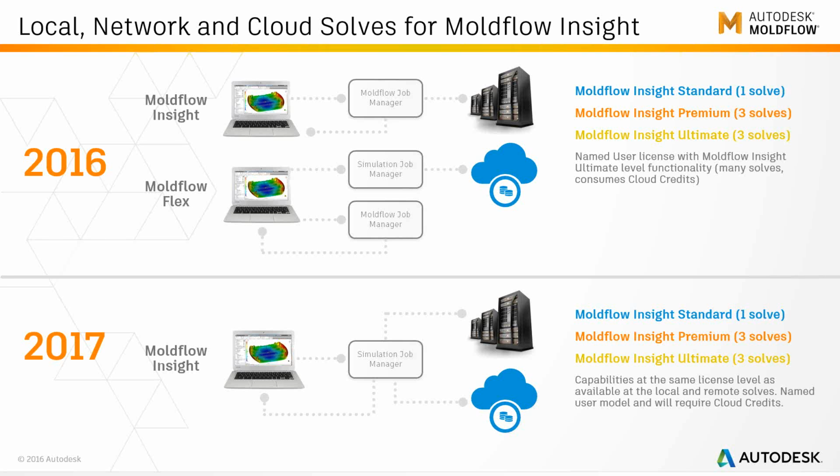If you had a Moldflow Flex license, you actually get some additional benefits as well. In the 2016 Flex version, you would only be able to launch one analysis on your local machine. With the new Moldflow Insight 2017 license, you get access to Moldflow Insight Ultimate functionality, which we had before, but you would be able to run 3 simultaneous solves on one particular license, on your local machine, and you would be able to run somewhere else in the network. So you get more flexibility in terms of where you run and how much you run behind the firewall.